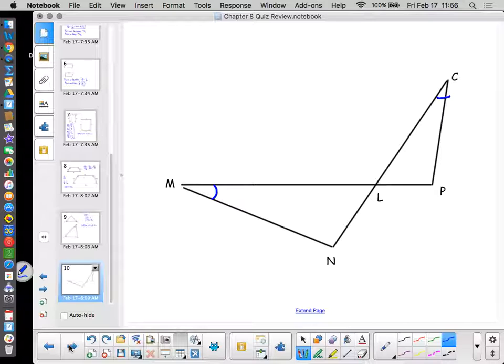Here we're definitely given angle M is congruent to angle C. Do I have a second set of congruent angles to work with in this picture? Yeah, I do. Where are they? My vertical. So how would I name them? Angle MLN is congruent to angle CLP. Okay, and I don't have to give a reason.